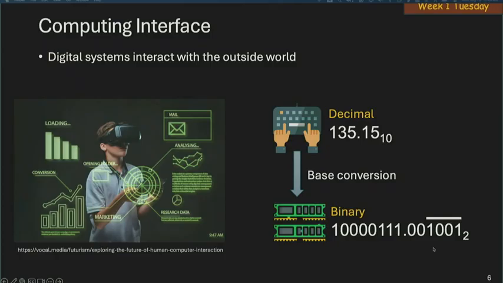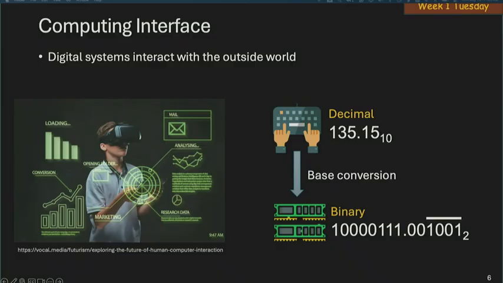The other thing we care about is the conversion between decimal and binary. When we interact with our computers, we typically type in things in decimal. Right? You have the keypad on your keyboard, 120, 129. Those are decimal numbers, and internally, all of them will be stored in binary. So this conversion has to happen at some point.